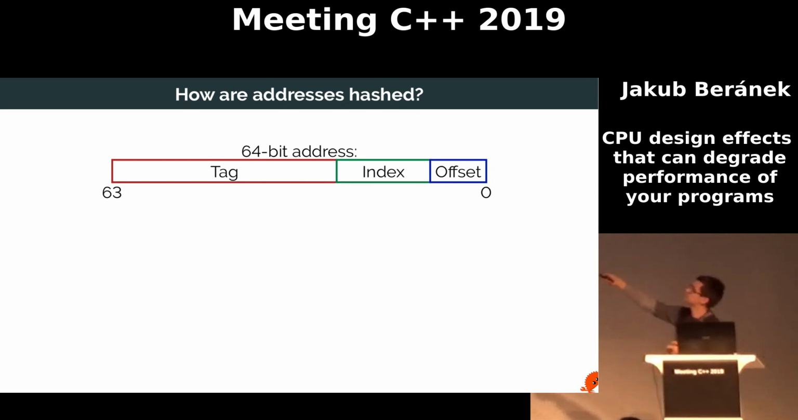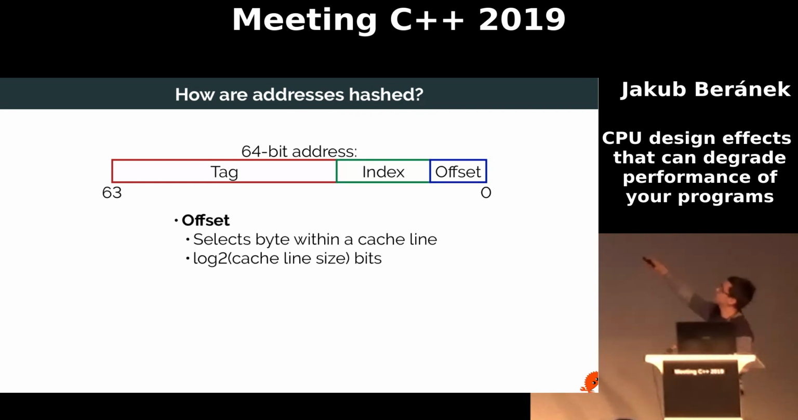So this is a 64-bit address, some pointer, and it's divided into 3 parts. The lowest bits are called the offset, and they simply select a byte within a cache line, right? Because the cache line has 64 bytes, so let's say in this case, the 6 lowest bits simply select which byte within the cache line you want to address. And since the cache works with cache lines and not individual bytes, this number is not important at all for the cache. It doesn't really care what this number is.